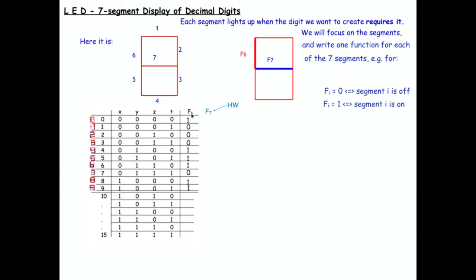So for our function 6, with these 10 possible input combinations of the 4 variables, this has to be the outcome: 1, 0, 0, 0, 1, 1, 1, 0, 1, 1. This is what it has to be. How should this function behave with these other 6 combinations?